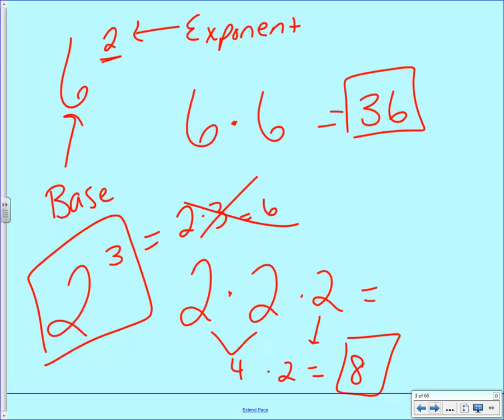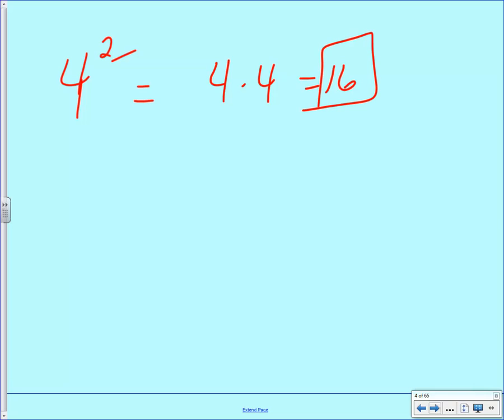So please don't get carried away in thinking that that's how these are solved. All right, let's look at one last one, and this is 4 squared. So I have the base of 4. I have it 2 times because the exponent tells me how many, and 4 times 4 is 16, okay? All right, let's go on and let's work out some problems here.